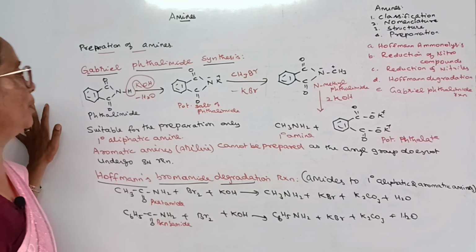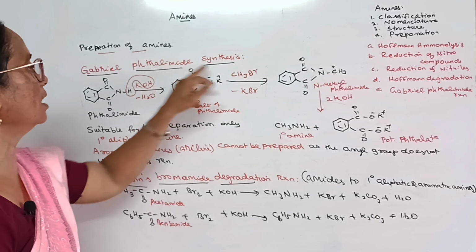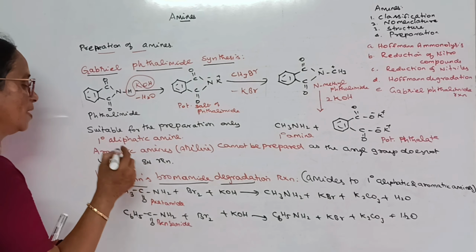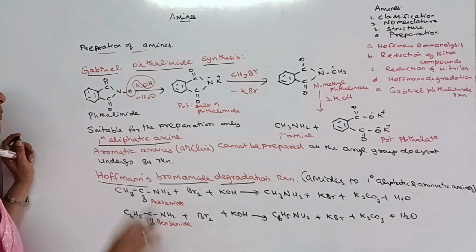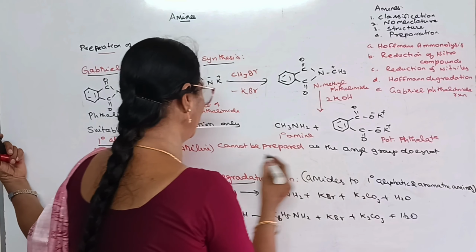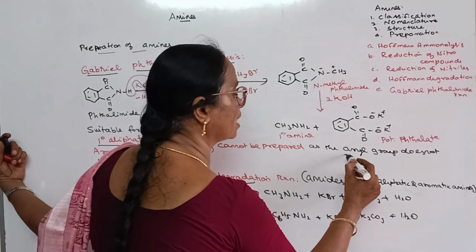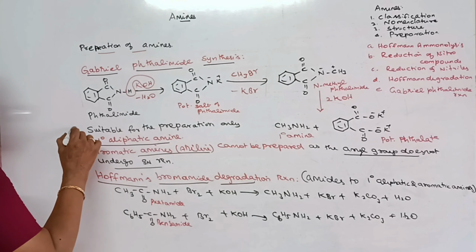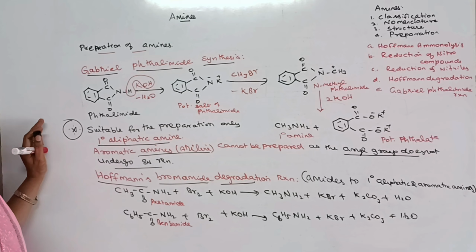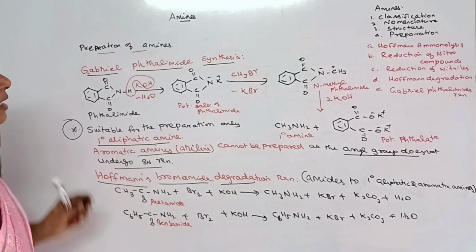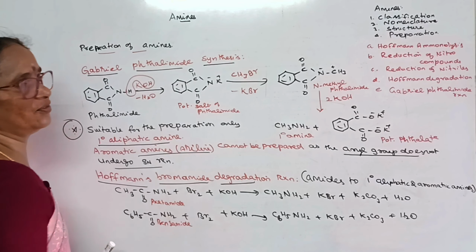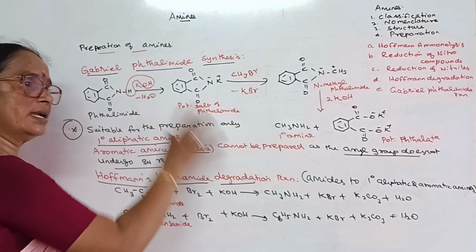The next method of preparation of amines is Gabriel phthalimide synthesis, in which you can prepare only aliphatic primary amines. By this method you can't prepare aromatic primary amines because the aryl group does not undergo nucleophilic substitution reaction. This is one of the most important reasoning questions. Gabriel phthalimide synthesis is useful for the preparation of only primary aliphatic amines. By this method you can't even prepare secondary or tertiary amines, but primary can be prepared.